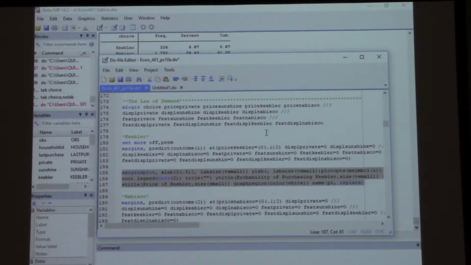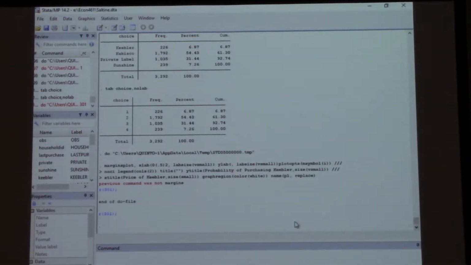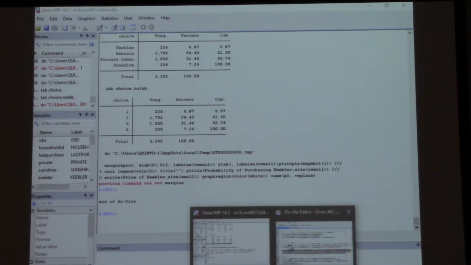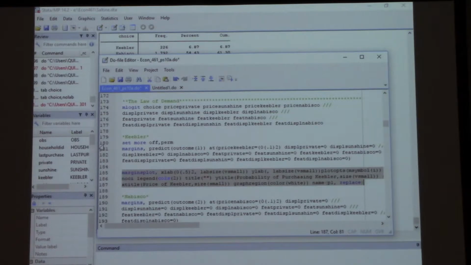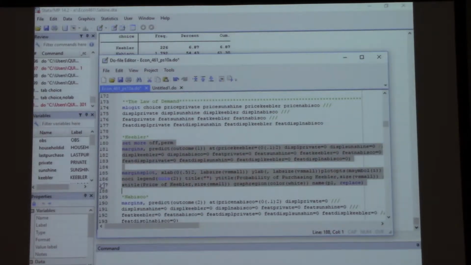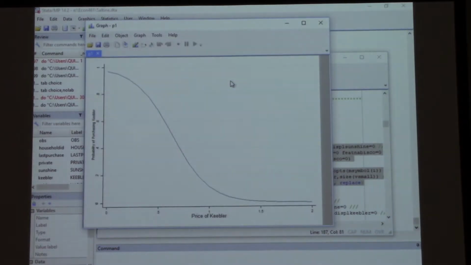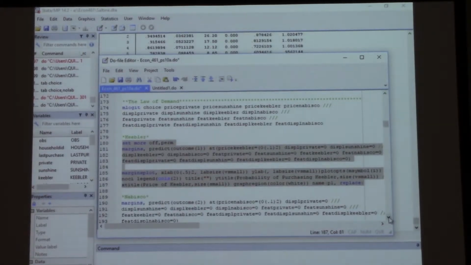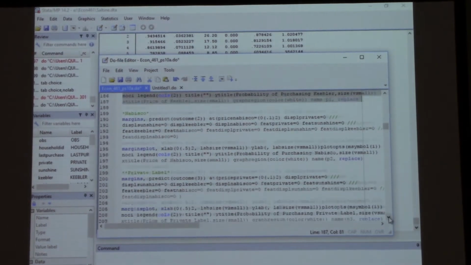Probabilistic. Yep, because I ran that tab. Remember, marginsplot is a post-margins command. Let's see if it asks me to run the regression. Here we go. Good looking graph. We can construct this similar graph.